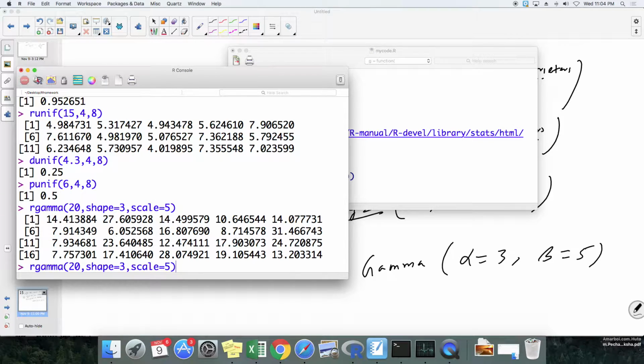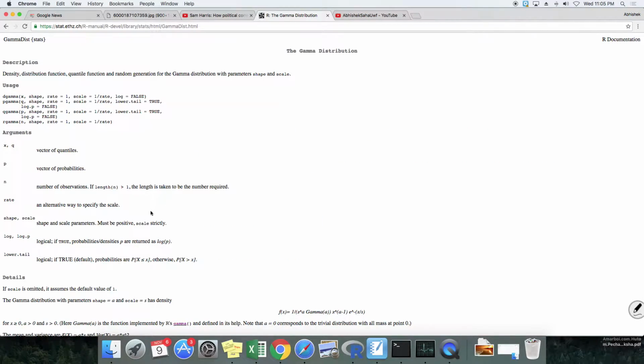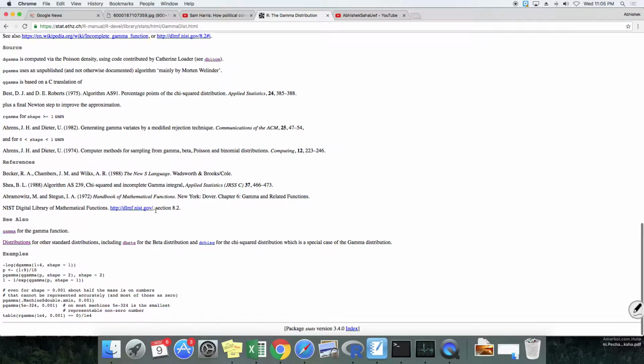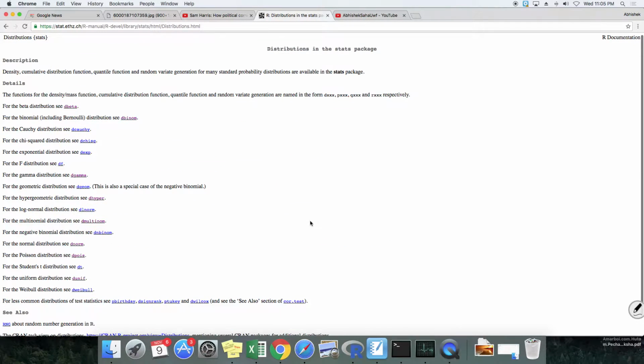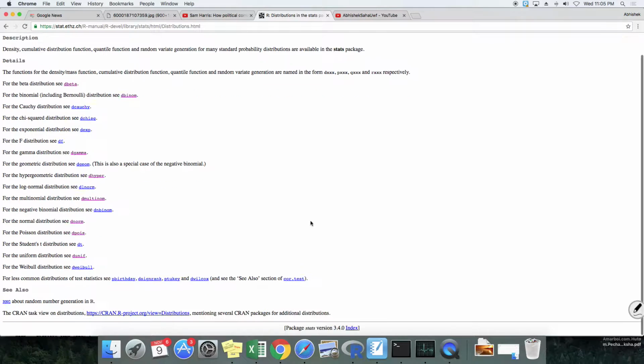There is something also called rate. Rate is 1 by scale, and scale is 1 by rate. Don't worry about that. Just follow this: if you want alpha, beta, then shape is alpha and scale is beta. That's all. And everything else is the same as before. Yeah, that's all for now.